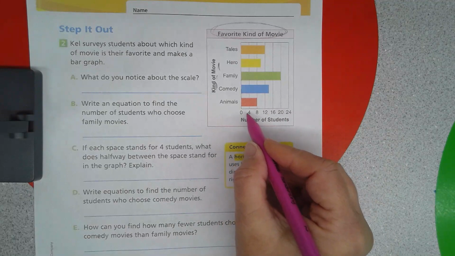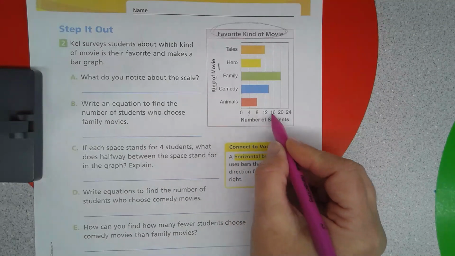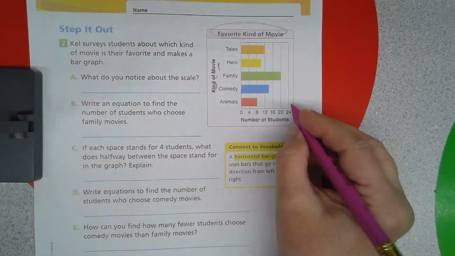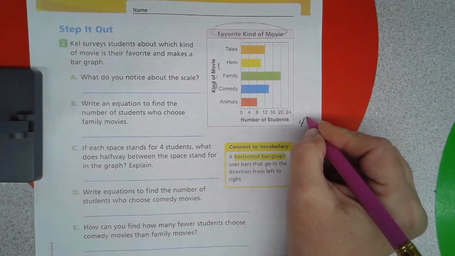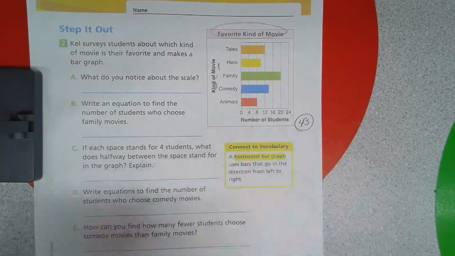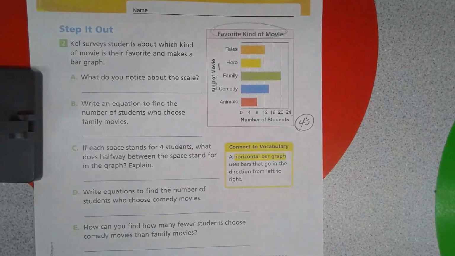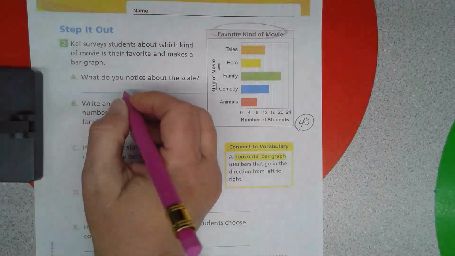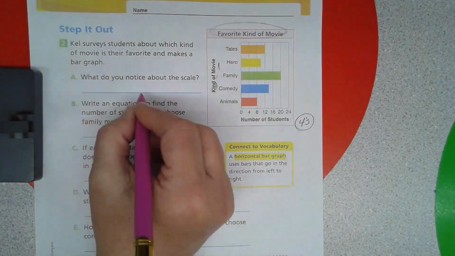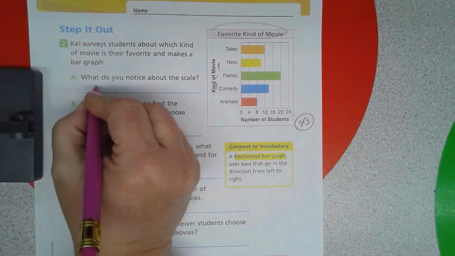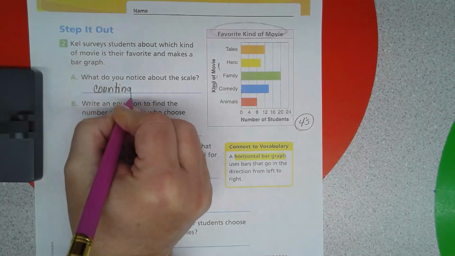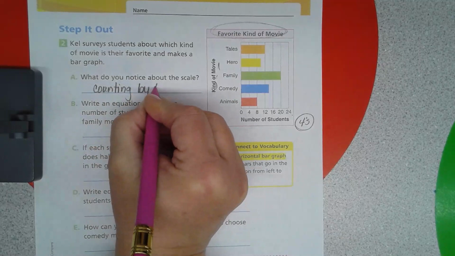Now look, we go from 0 to 4, to 8 to 12, to 16 to 20 to 24. So what are we doing? That's right, we're counting by fours. And I'm just going to put a 4 apostrophe S right there to remind me that I'm counting by fours. And look, that's our first question. Before we ever got started, we answered a question. What do you notice about the scale? Counting by fours.